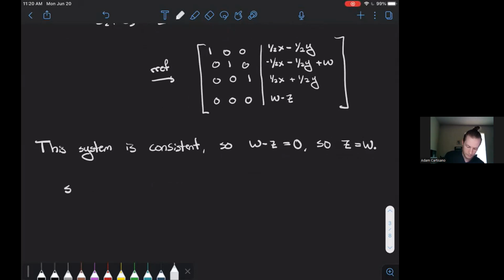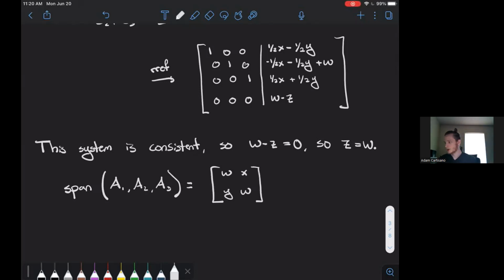So we write it like this. The span of A1, A2, and A3. We just say W, X, Y, W, like this. Maybe we'll put curly braces so that it looks like a set, right? It's the set of matrices which have anything in the first three entries, and then the bottom right entry is the same as the top left entry.